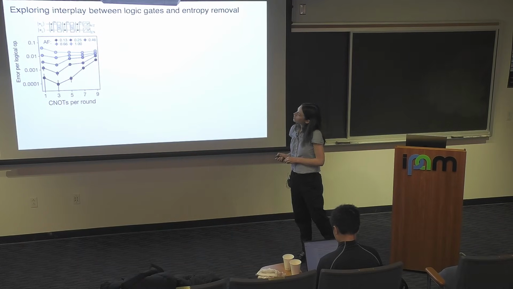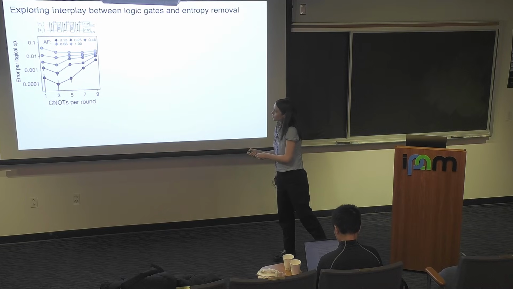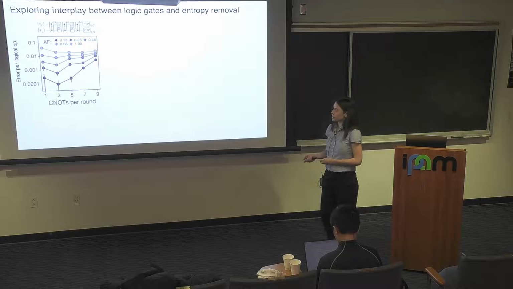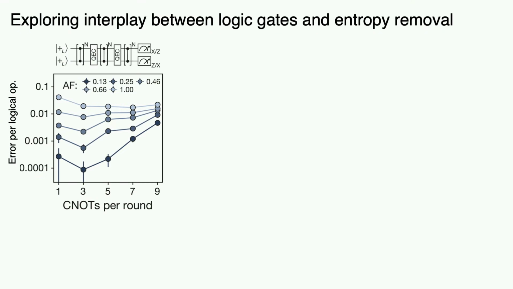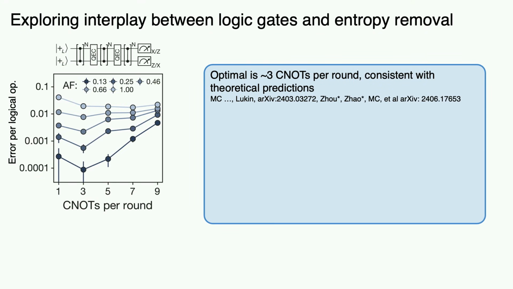So we then looked at the error per logic gate as you do more and more C-naughts per round of stabilizer measurement. Here the different lines are just different amounts of soft post-selection so we can understand the physics. And what we find is that the optimal number of C-naughts is roughly 3 per round of error correction, which is actually consistent with theoretical predictions that we'd had from prior to this experiment.